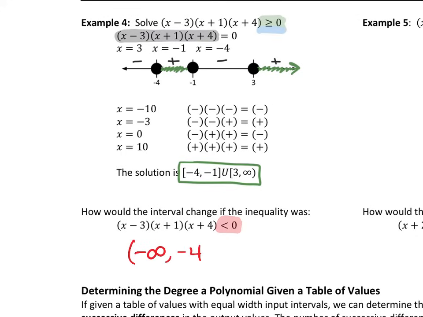Negative 4. Do I use a bracket or a parenthesis? Parenthesis, because it doesn't have the or equal to underneath it. And then where else would I include an interval? Negative 1 to 3. So the work part of this, yes, is difficult, but once you have it, you just go back and check what the actual question is. Because the work's all the same, then you check the last part for the actual question.